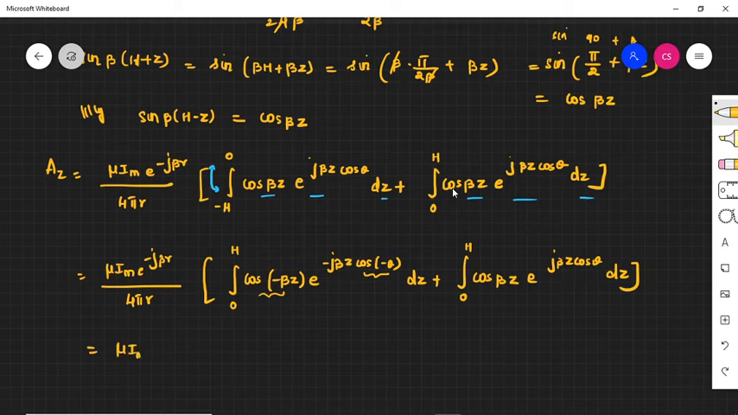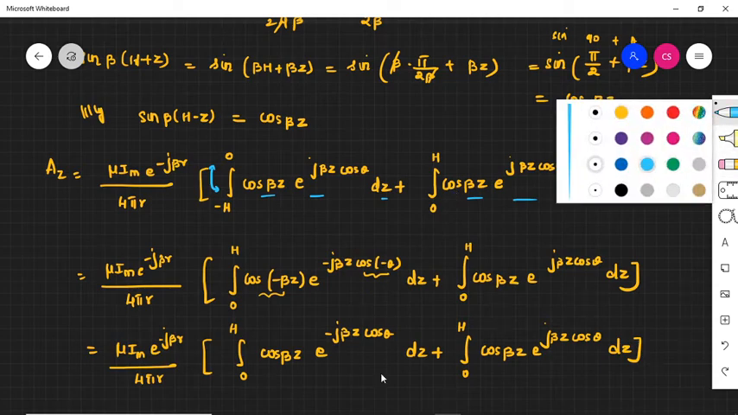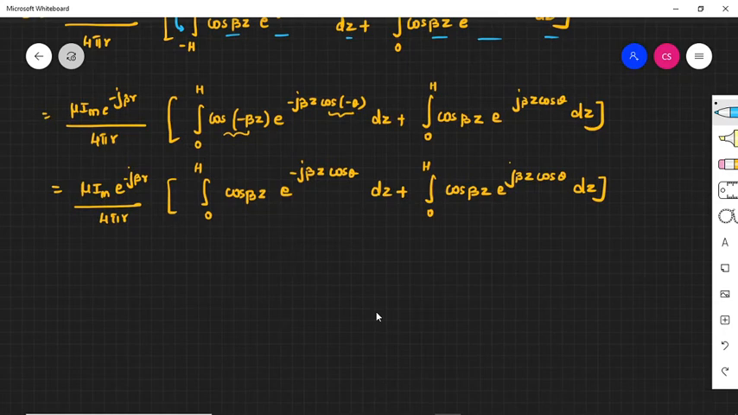So this will be mu Im e power minus j beta r divided by 4 pi r. I'll be getting integration of 0 to h cos beta z e power minus j beta z cos theta dz, plus integration of 0 to h cos beta z into e power j beta z cos theta dz. This step is because we know that cos of minus theta is equal to cos theta. That is what we have applied in this step to bring the same cos beta z formula.